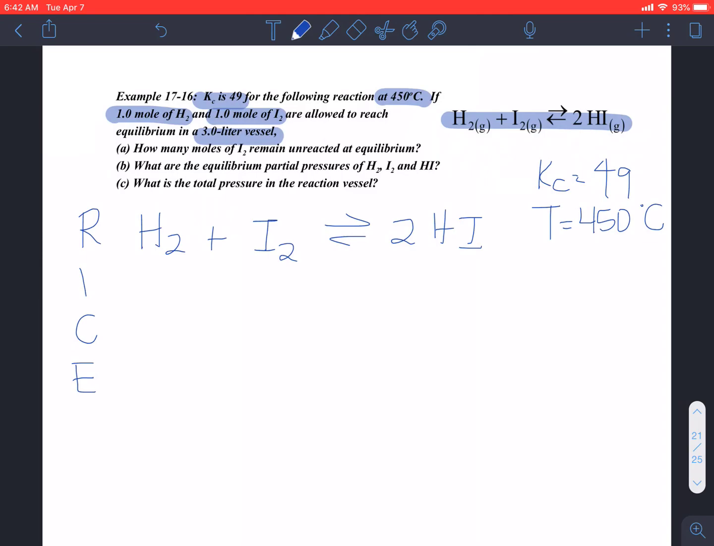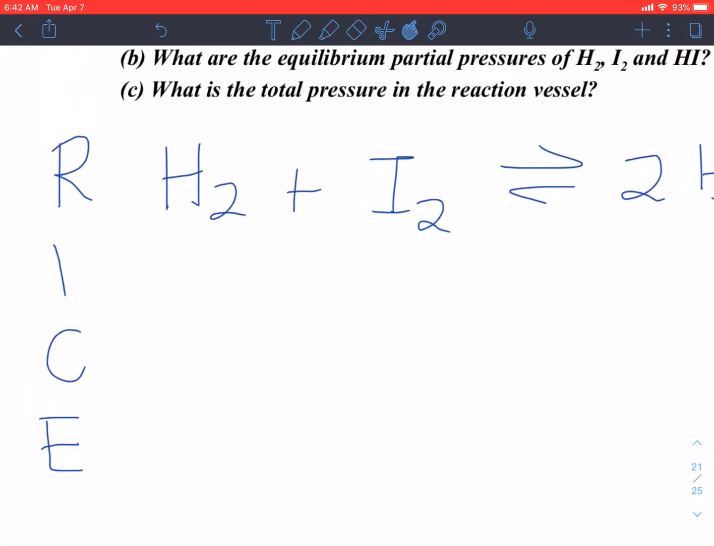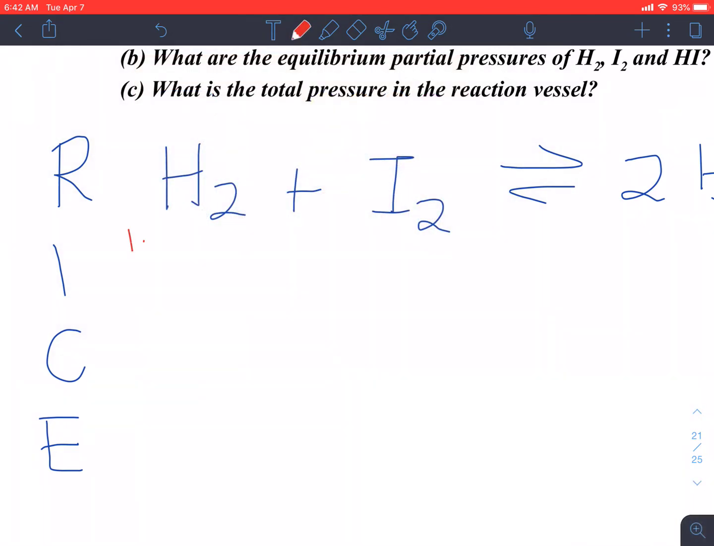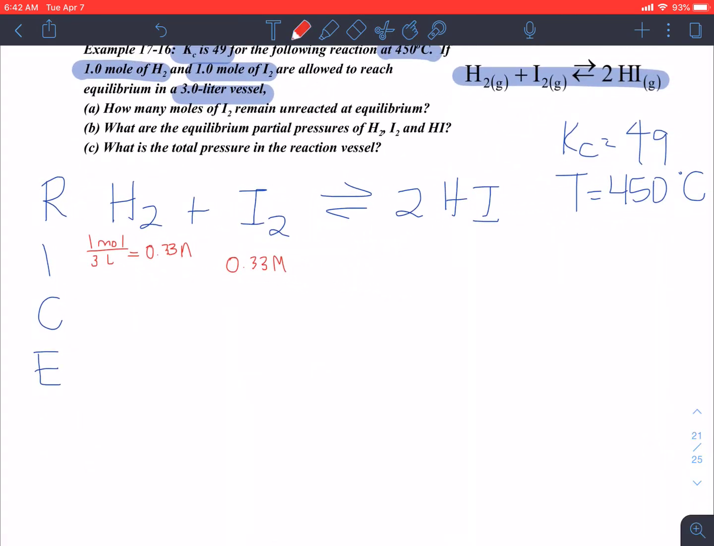Let's see, we have 1 mole of H2 in 3 liters, 1 mole of I2, and so those are going to be our initial concentrations. Let me zoom in here. For our initial concentration, I'm going to use a different color pen here. We would do 1 mole per 3 liters. So we have a concentration of 0.333 molar. Same thing for here, you're going to get 0.33 molar. Let's zoom back out. And you start out with 0 molar of this.